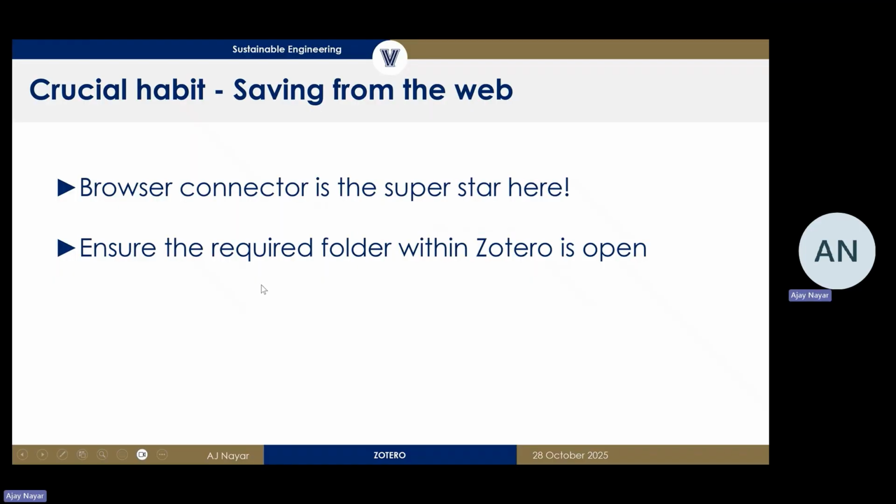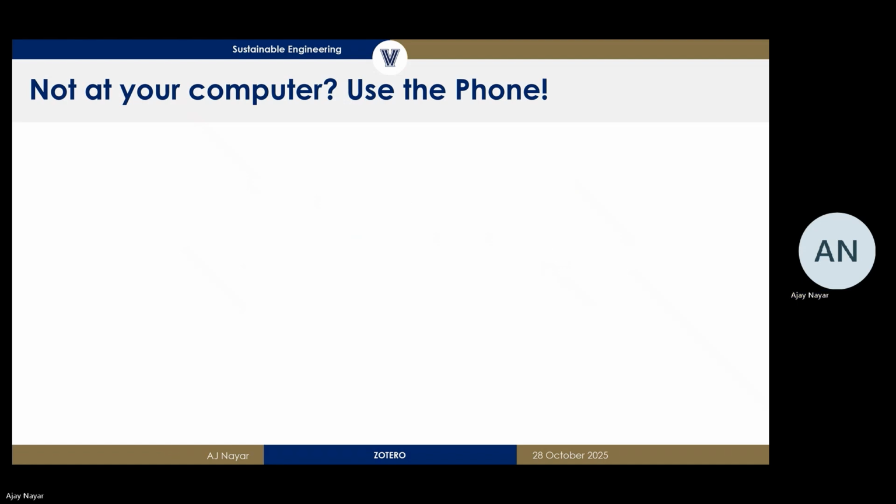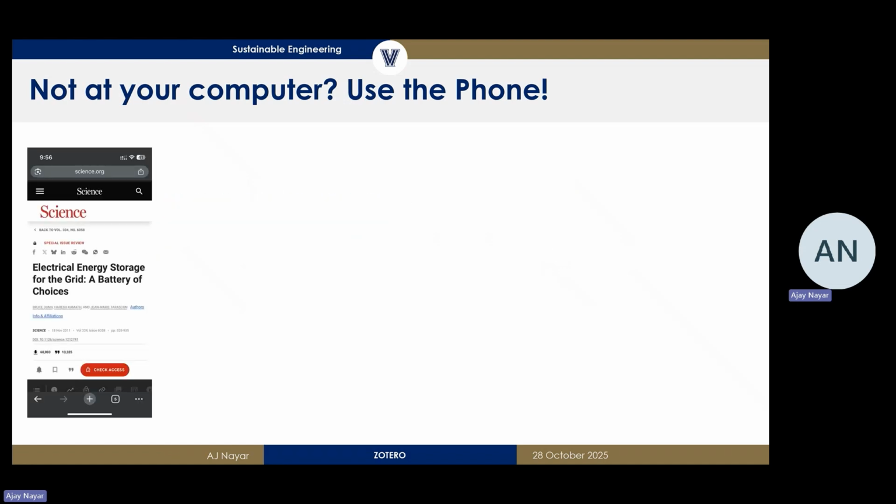The next one, so yeah, that's something that we just understood. Even if you do not have this Zotero folder open, you still can do that. And that's where, just like in the phone, if I can show you that, the same article that we just saw, electrical energy storage for the grid, a battery of choices. I copied the DOI, right? Remember, that's what I did. So all I do is over here, you have the share button. I'm not really sure if this appears for Android phones, but you just share that.